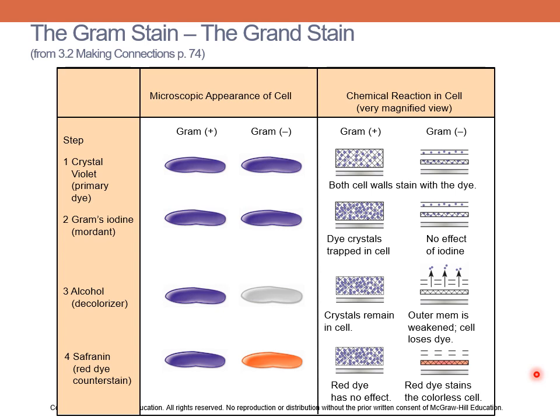But because the crystal violet is so much darker than the safranin, this has no effect on the gram-positive cells, and they will remain purple. But the colorless gram-negative cells are stained by the safranin, and they are now stained red or pink at the end of the procedure, and we can visualize both gram-positive and gram-negative cells on one slide.